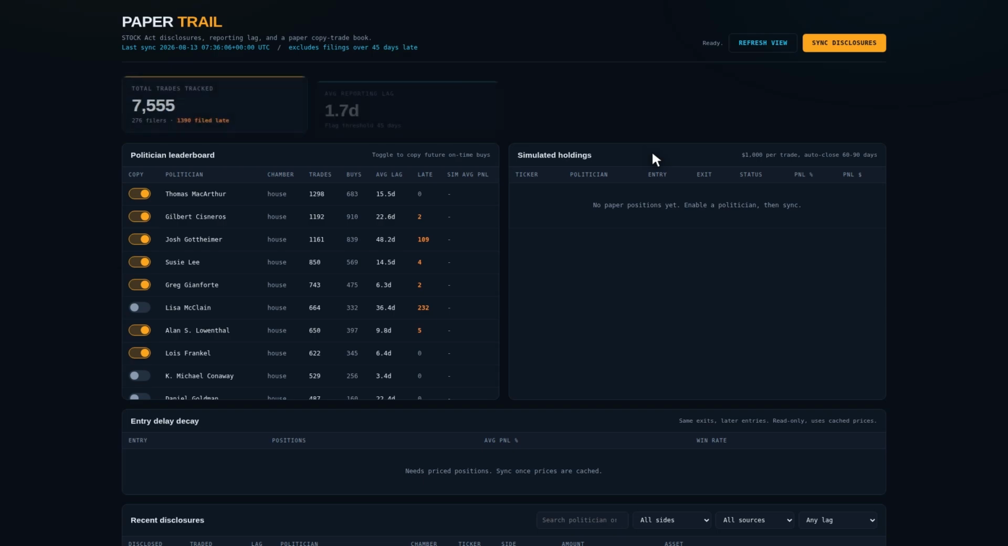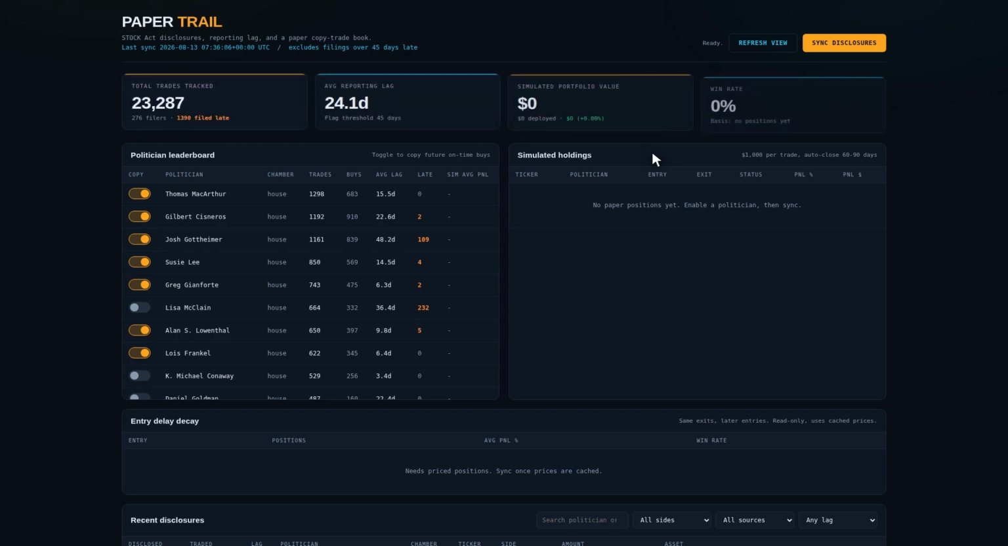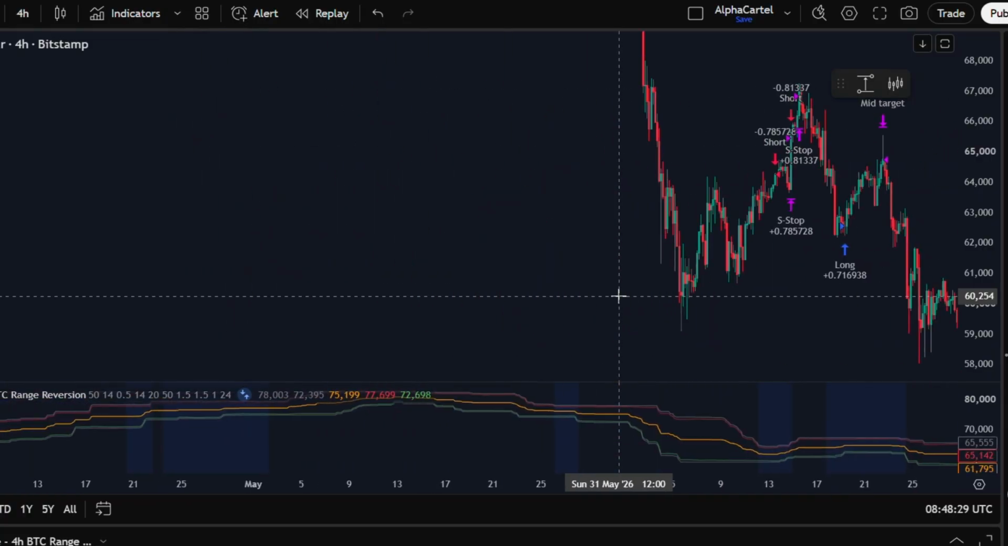Members of the United States Congress are legally allowed to trade individual stocks. They just have to tell you about it. The Stock Act gives them up to 45 days to file the disclosure, which means by the time a trade is public, the setup is anywhere from a day old to a month and a half old.